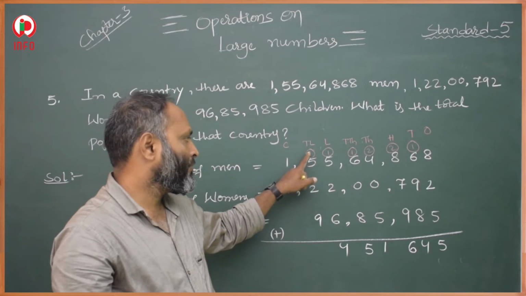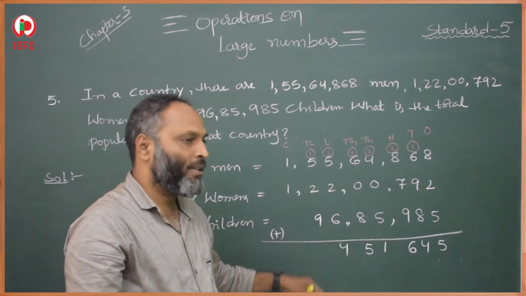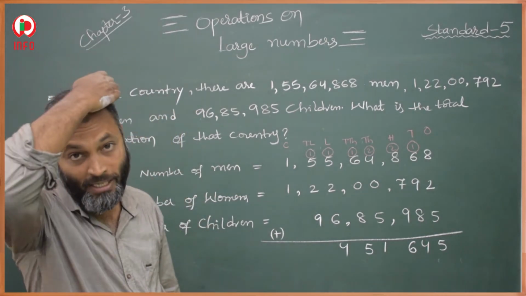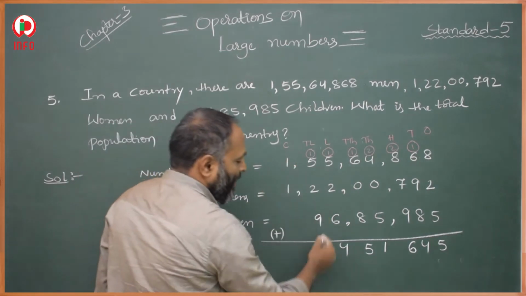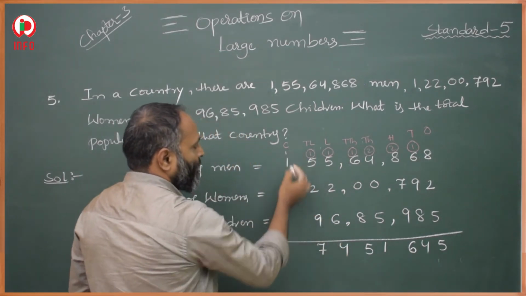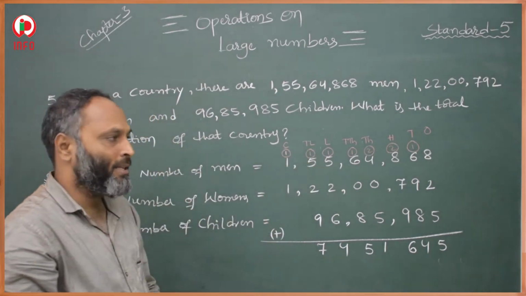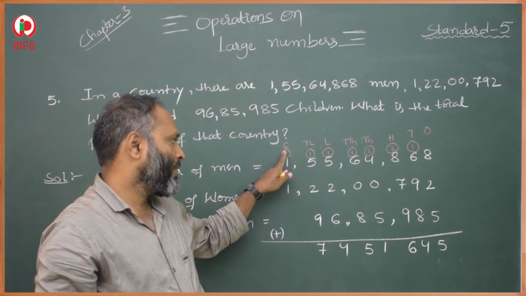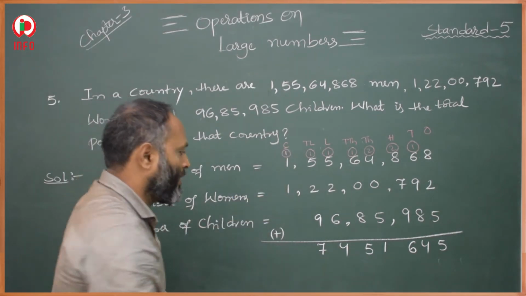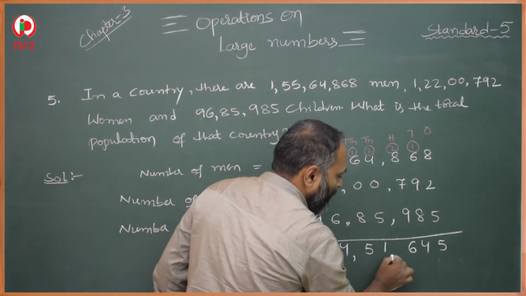Then 5 plus 1, 6. 6 plus 2, 8. 8 plus 9, 17. 17 is a double digit number. So 7 is here and 1 goes to the very next place, that is the crores place. In the crores place there are 1, 1, 1, three ones. 1 plus 1, 2. 2 plus 1, 3. So 3 is the total.